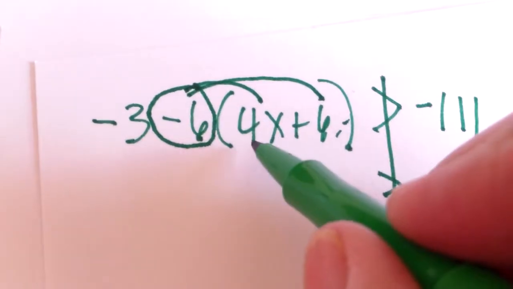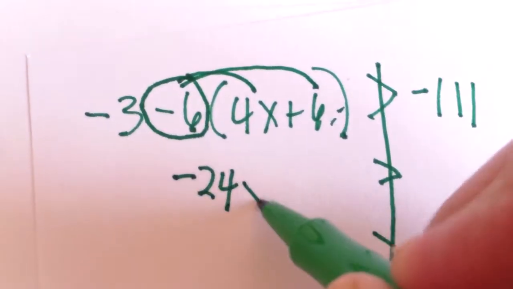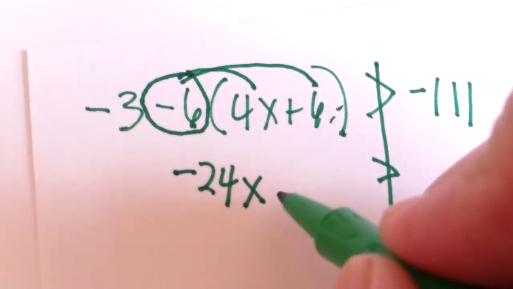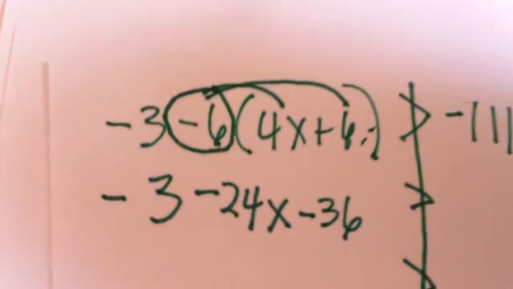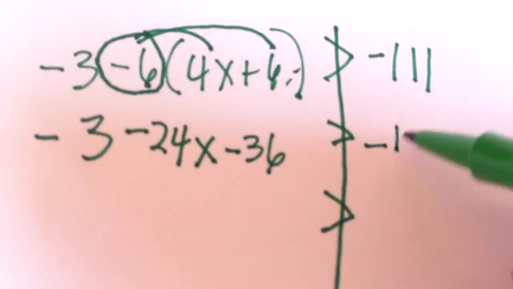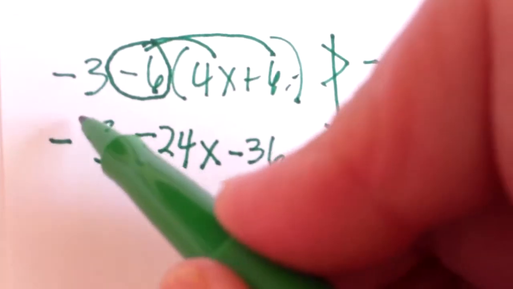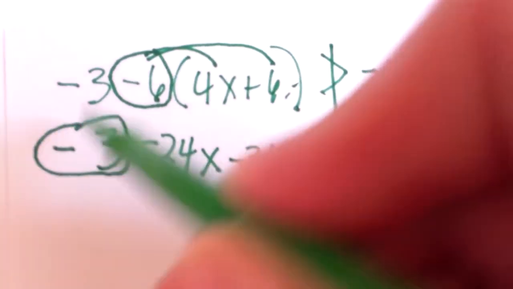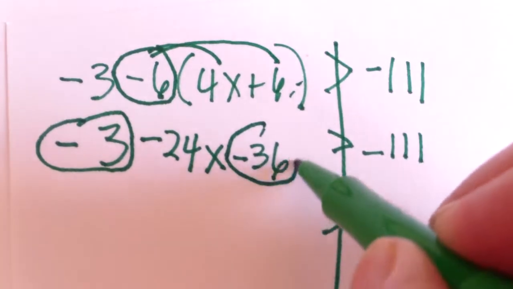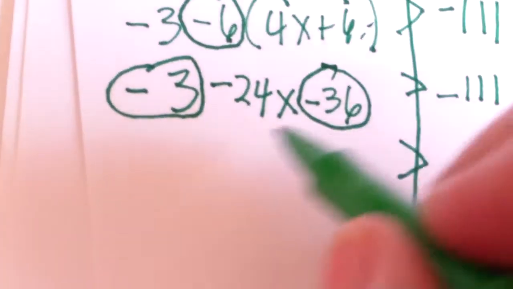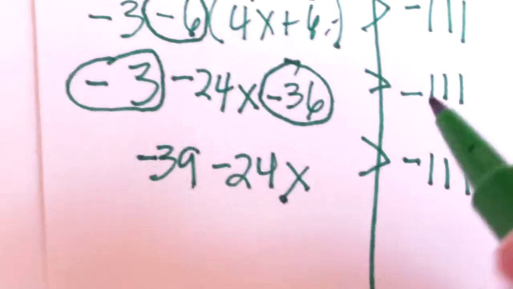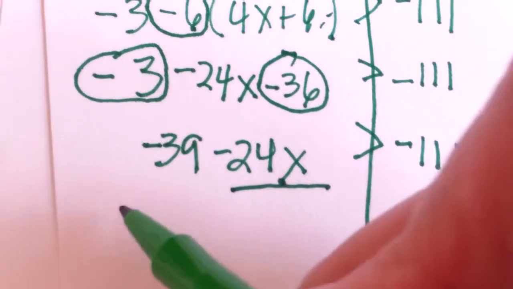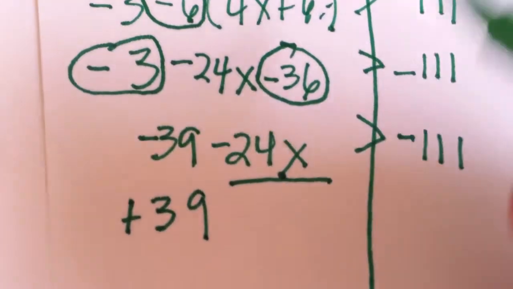So -6 times +4x is -24x, and -6 times +6 is -36. Then I'm going to bring down my -3 because I didn't do anything with him. And on the right I have -111. Now I have 3 negatives and I have 36 negatives, so I'm going to combine those. Nope, no positives to partner up with, so that's 39 negatives minus 24x is greater than negative 111. I'm going to get 24x alone, so I'm going to add 39 to both sides.